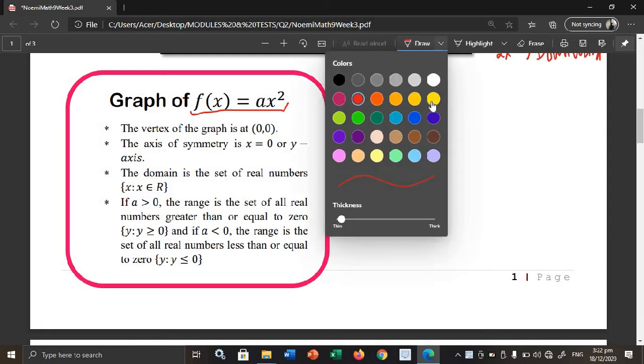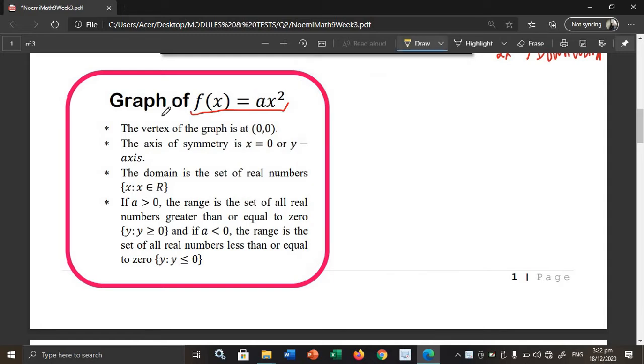And when we talk about this form of quadratic function, the vertex of this quadratic function is at the origin of the Cartesian plane or is at (0, 0). Yun yung sa origin, di ba? And then the axis of symmetry is x is equal to 0. By the way, x is the variable that is being used to represent axis of symmetry. And then we have 0 here.